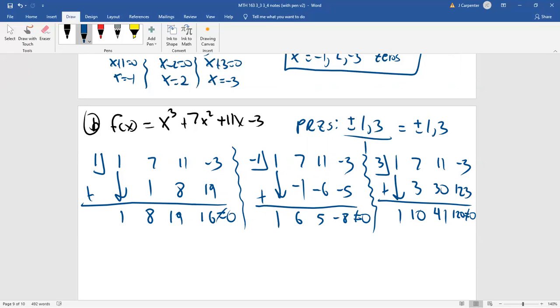Oh, Mr. Beckner, you told me at least one of them has to work. I promise it does. So I think you can already guess that negative 3 works unless we made a mistake somewhere, which we didn't. I'm not saying you wouldn't have, but we definitely didn't here.